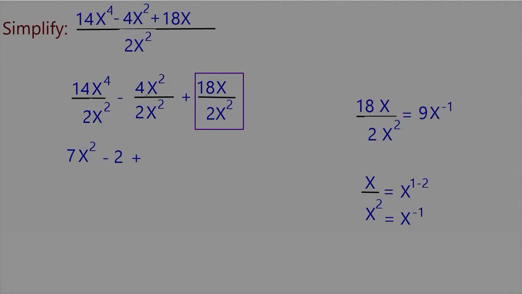But we want our answer to be in positive exponents, so we have to write 9 and x as a fraction, with x in the denominator, based on the exponent rule for negative integers. We covered a video on the exponent rules. A link to that video will be provided in the description.